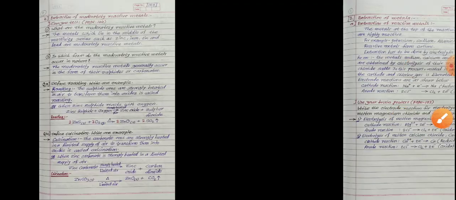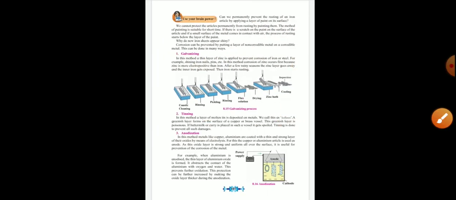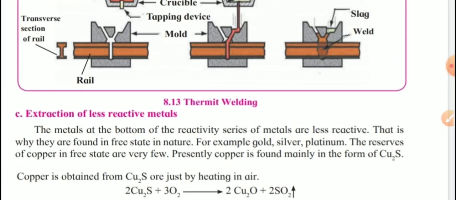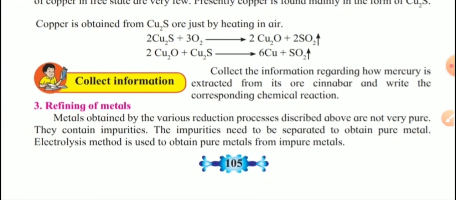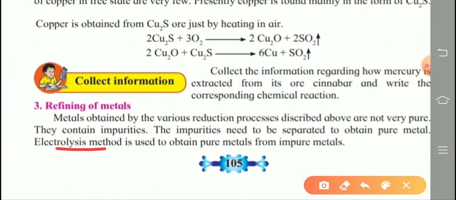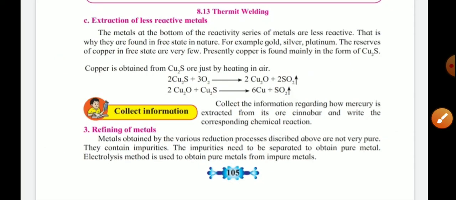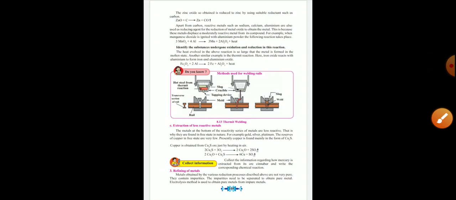Now come back to textbook page number 105. See the last three lines. The last line says the electrolysis method is used to obtain the pure metal from impure metal. For that purpose, this refining of metal takes place. Next.